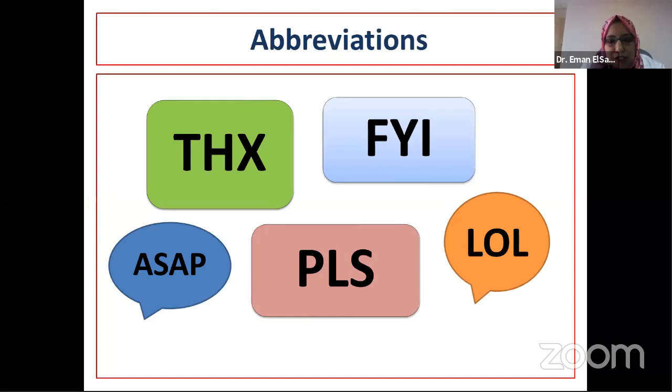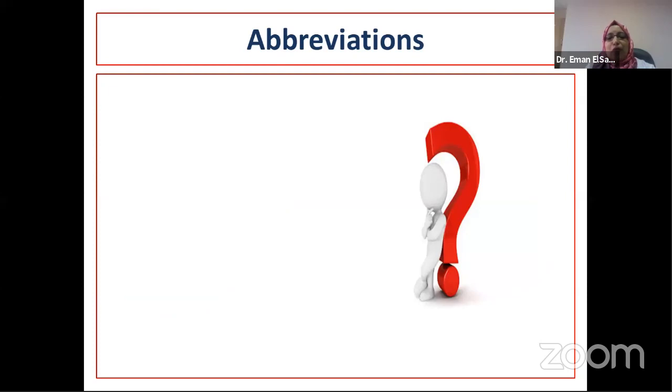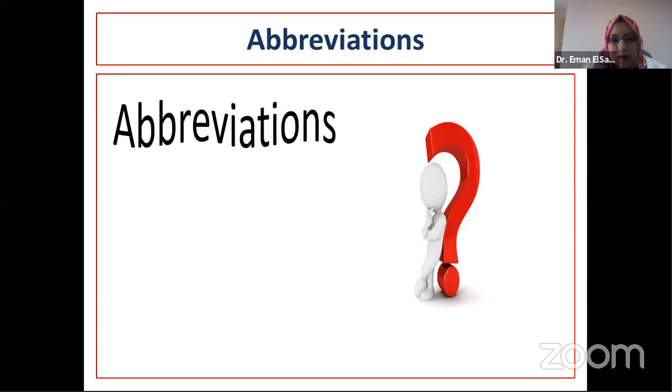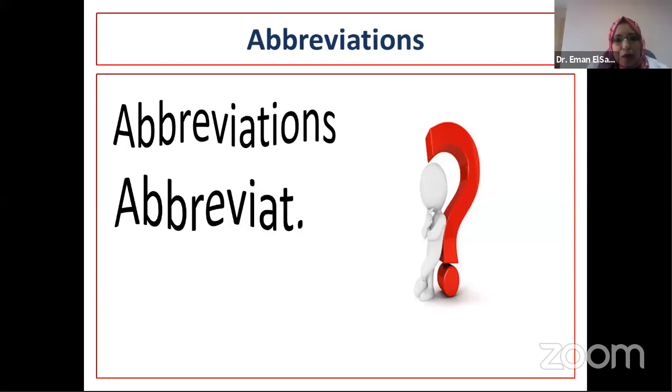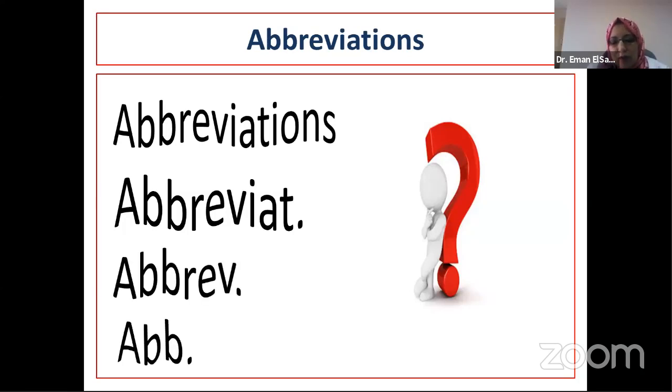Can you see this abbreviation? It's widely used in our community. In all our written communication, we can see abbreviations. So why do people generally prefer abbreviations? Maybe to save time. And also maybe there is an agreement on the meaning of some abbreviations, so there is no need to repeat them. So abbreviations are now in all our written communication.